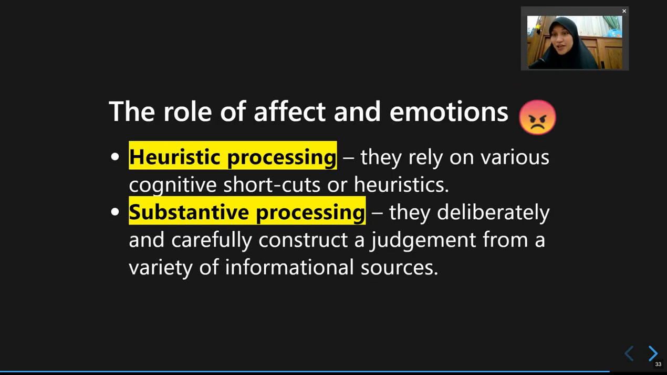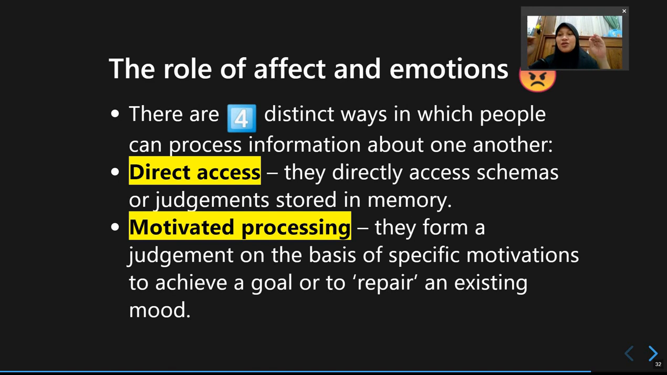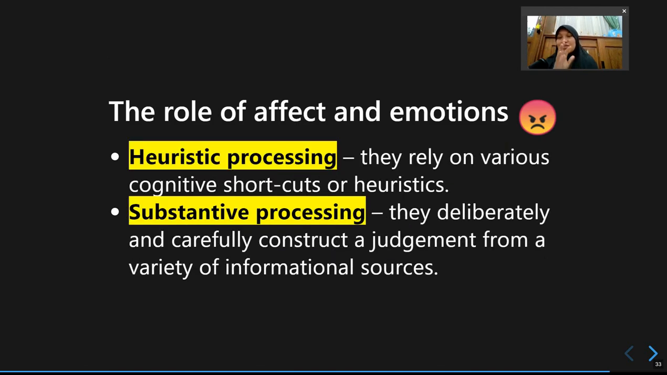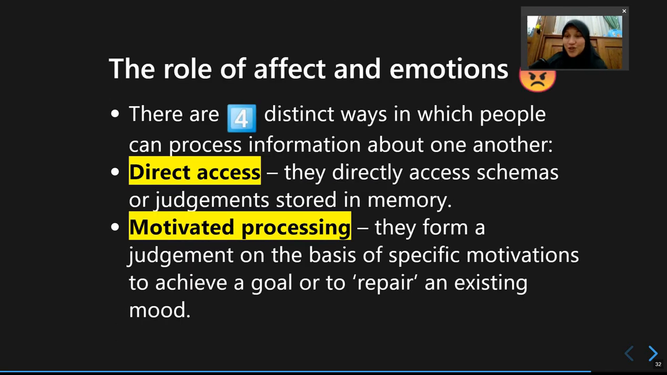And the third possibility is how you use information: you could use shortcuts and heuristics, which I explained just earlier. Or you could do substantive processing, which means that you are more careful in constructing the information. This is quite ideal compared to the rest. But then the question is, which strategies are more affected by emotion than the rest? And the answer would be the last two, heuristics and substantive processing, which are more affected by our emotions than the first two.